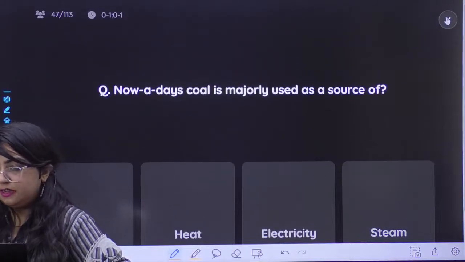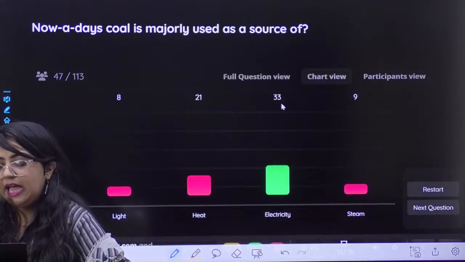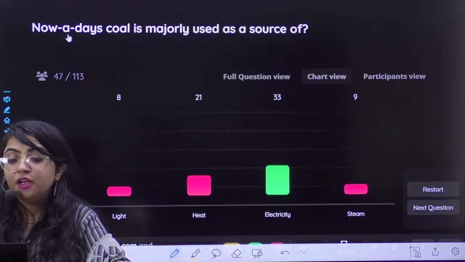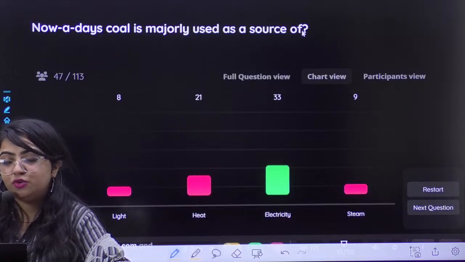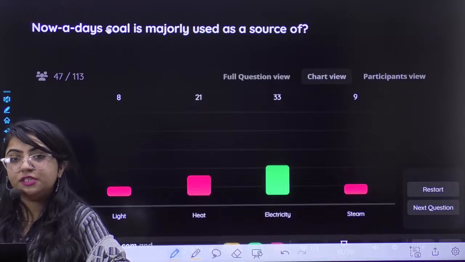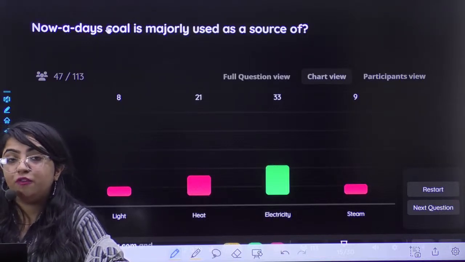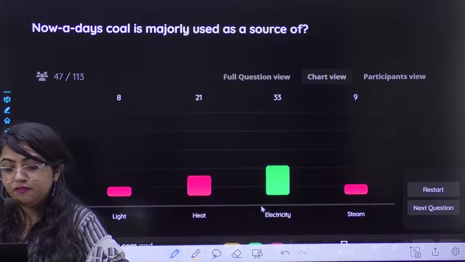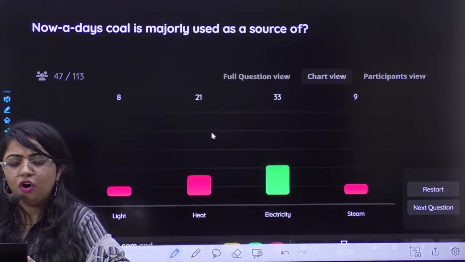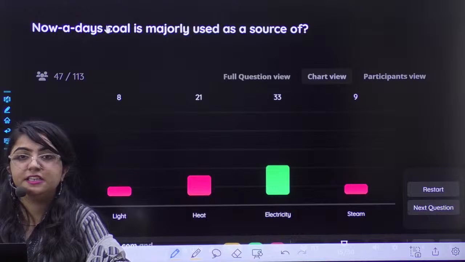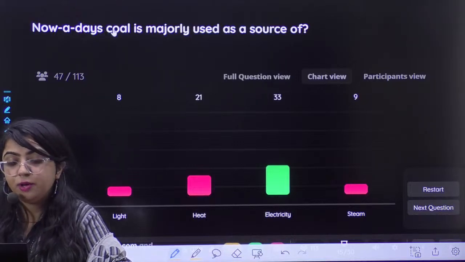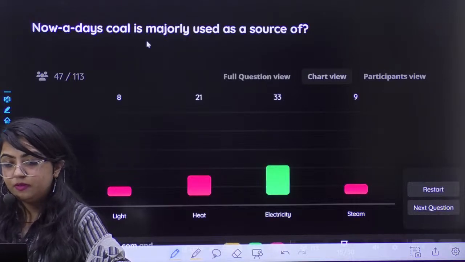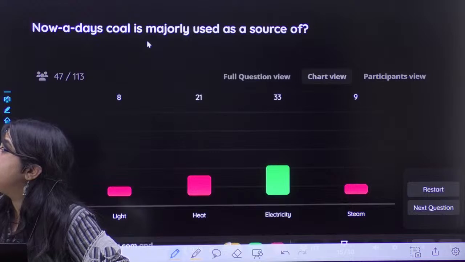Now we will check its correct option. As most of you have answered electricity, so electricity is the correct option for this. Nowadays coal is majorly used as a source of electricity. Coal is used in thermal power plants where a large amount of heat is produced, and that heat is converted into electric energy, which is further supplied as electricity for various purposes. So the coal majorly is used for electricity nowadays. Should we move to the next question now?